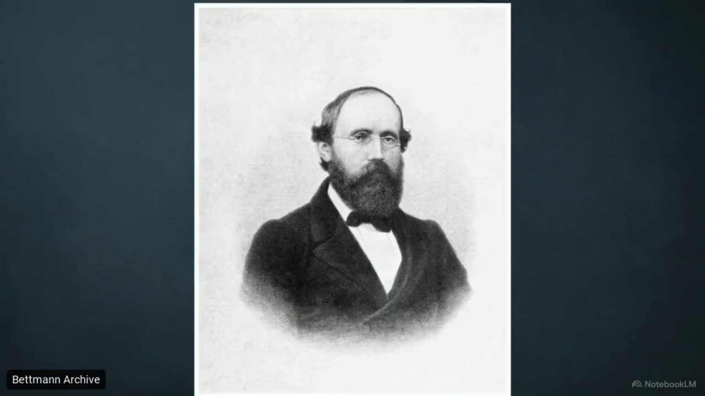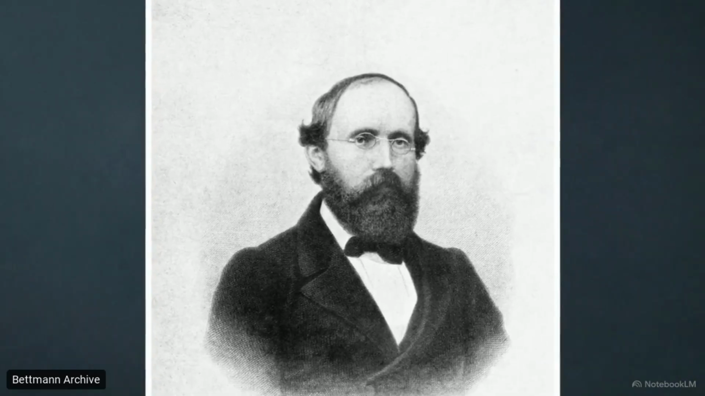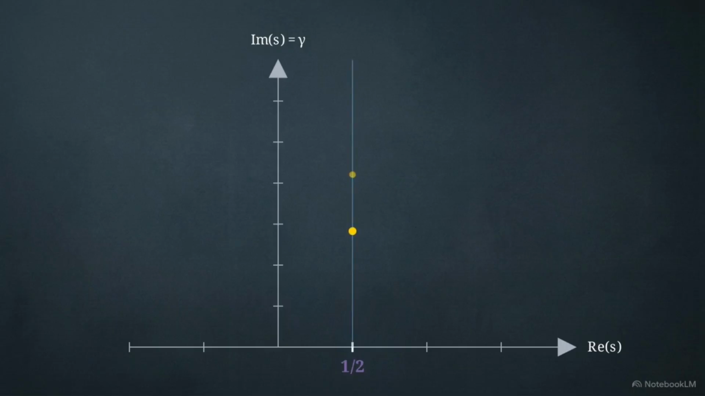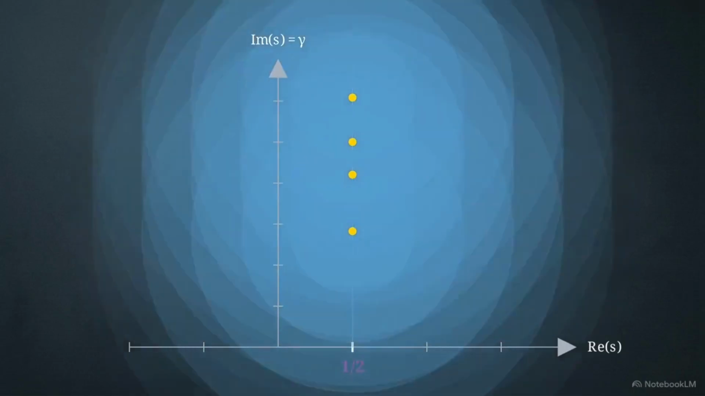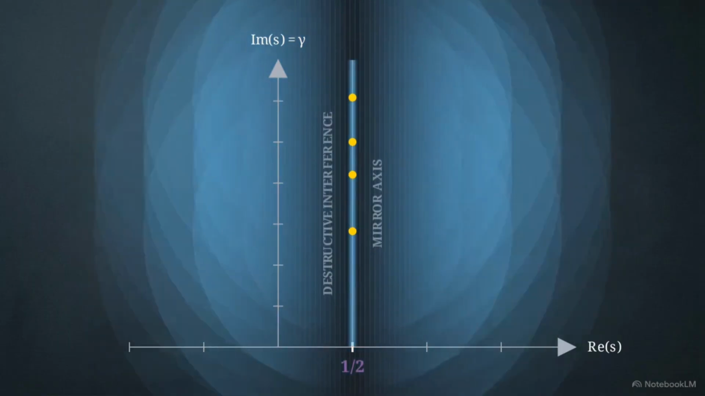And almost a century before either of them, in 1859, Bernhard Riemann published his hypothesis. He claimed that all non-trivial zeros of the zeta function, the frequencies where prime number phase contributions cancel out, sit precisely on a single vertical line in the complex plane, where the real part equals exactly 1/2.